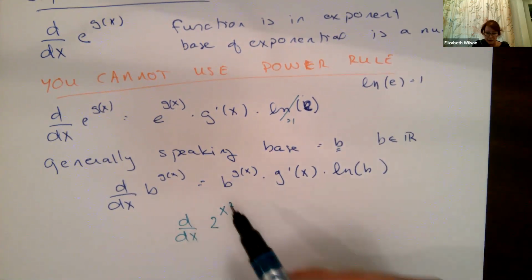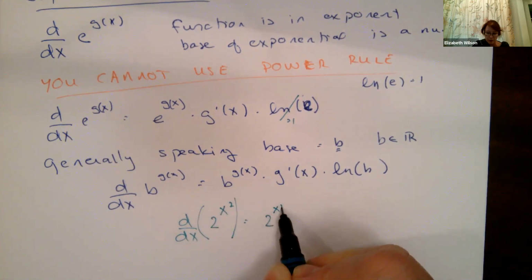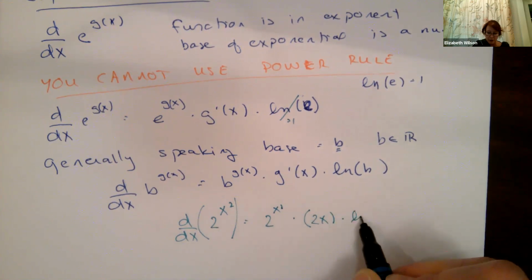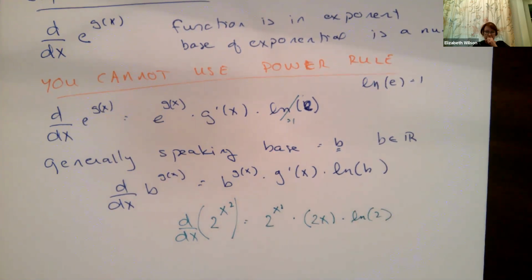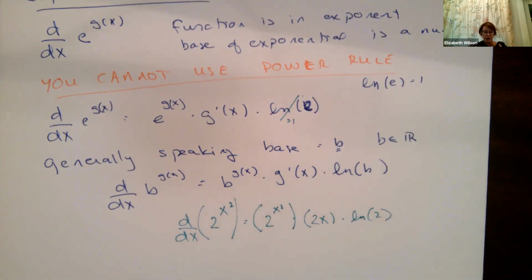So to take this derivative, I repeat 2 to the x squared times my chain rule, 2x, times the natural log of my base. I'll put this in parentheses so you know it's a block. I cannot combine this 2x with that 2, because this 2 is locked in as the base of an exponent. It's being raised to a power.